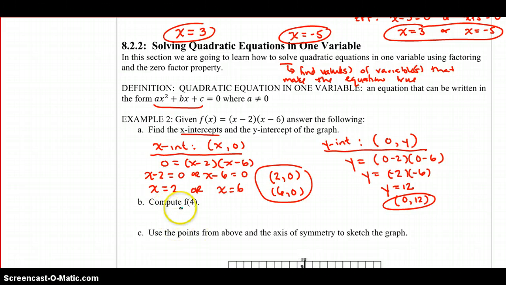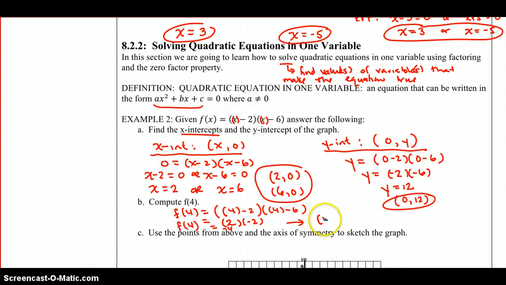So now we're asked to compute f of 4. So we want the output on the graph when the input is 4. So f of 4, again, we've got kind of parentheses within parentheses here, but we're going to write that as 4 minus 2 and 4 minus 6. So here we got 4 minus 2 is 2, and 4 minus 6 is negative 2, and 2 times negative 2 we get negative 4. So we have f of 4 equals negative 4.